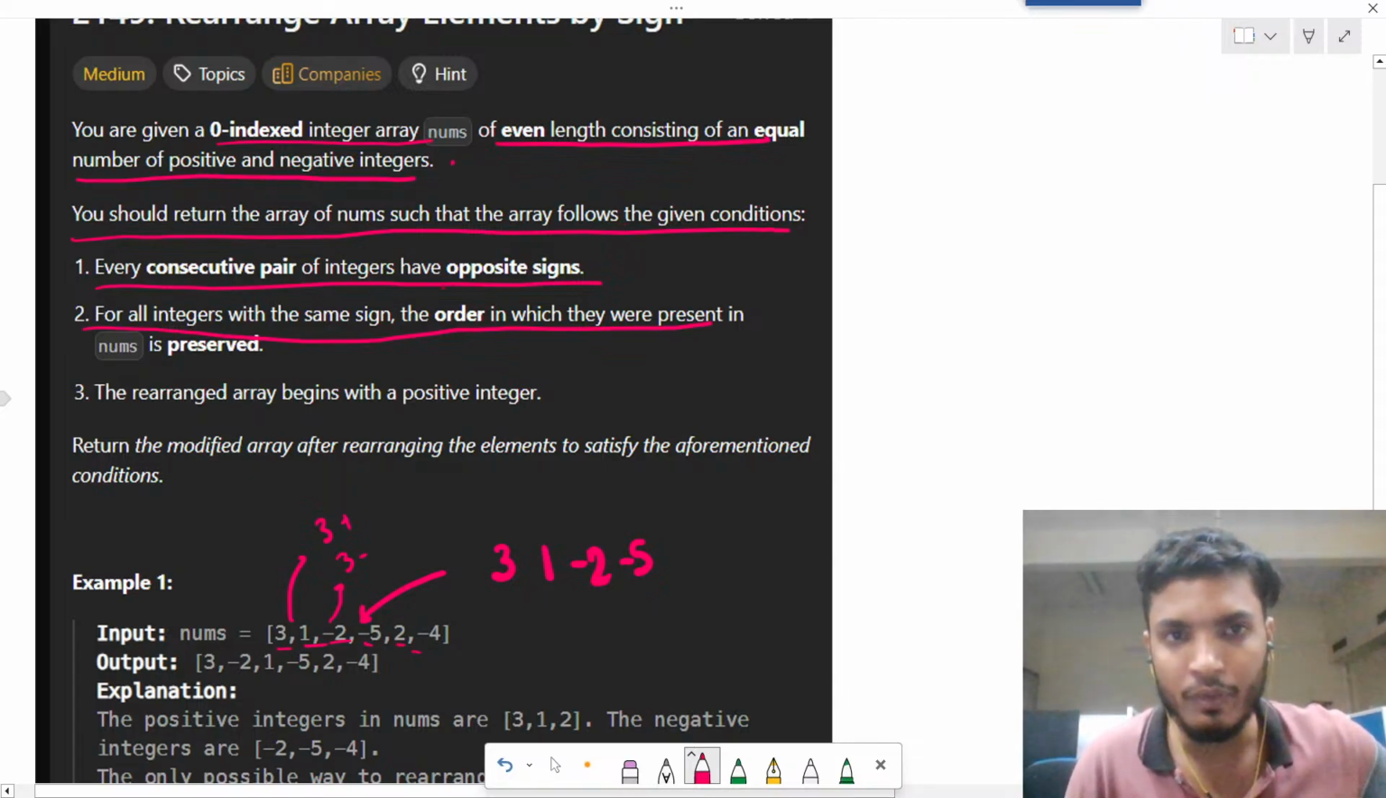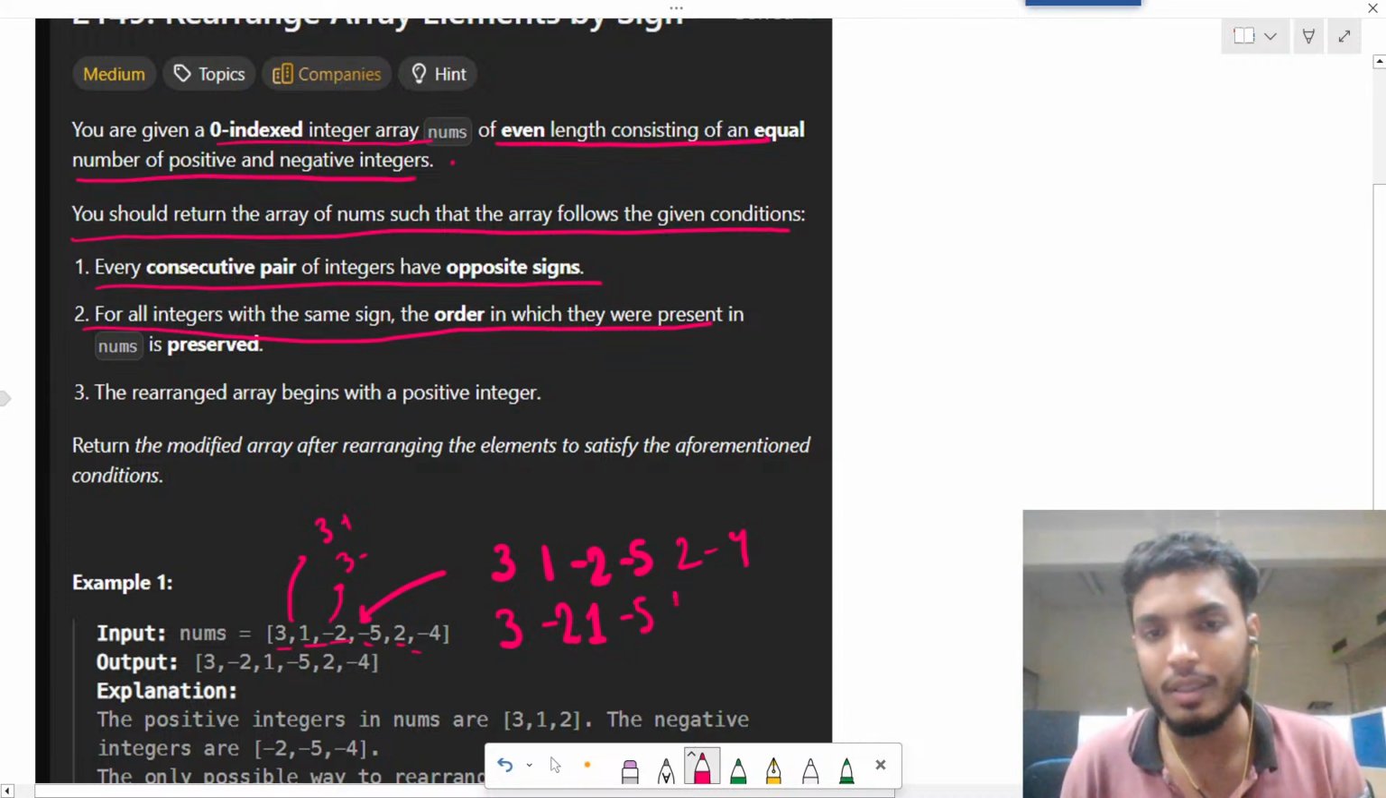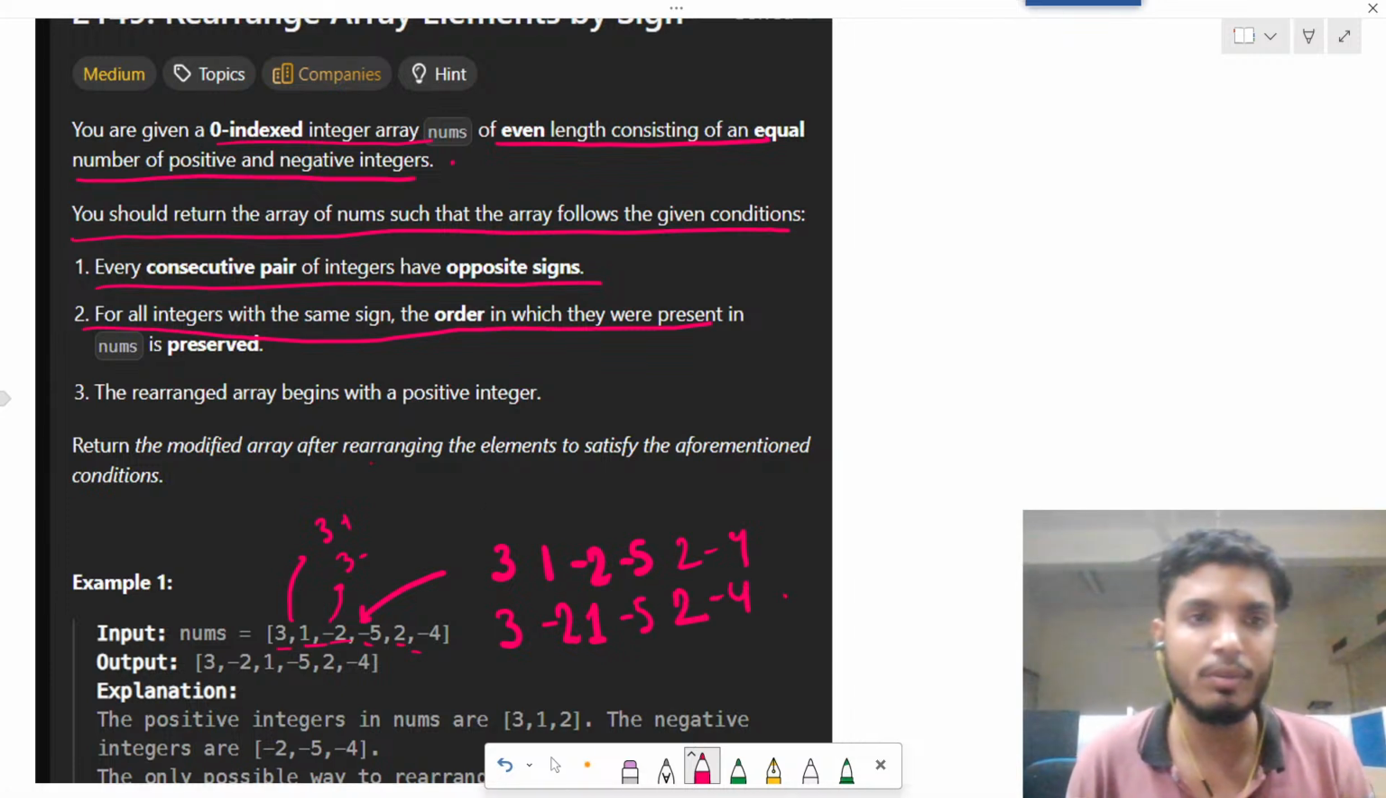Every consecutive pair of integers has opposite sign, meaning the consecutive pair should have opposite sign. Suppose the array is 5, 2, minus 4. I will have to give the integers in such a way that after a positive there is a negative number, then again a positive, again a negative number, then again a positive, then again a negative number.